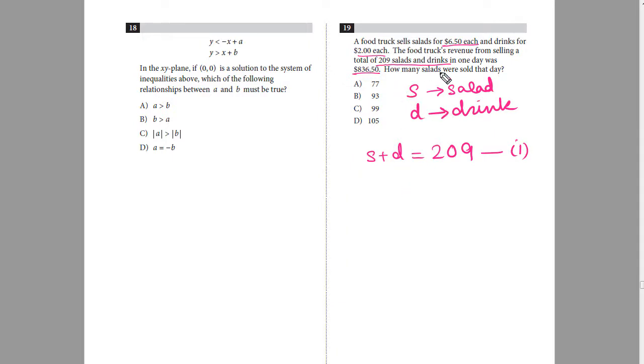The other equation will be, because the salad is for $6.5, so I'll write 6.5S plus, and the drink is for $2, plus 2D is equal to, so if one salad is $6.5 and one drink is $2, the total revenue that he will generate from selling S salads and D drinks will be equal to $836.5. So this will be equation 2.